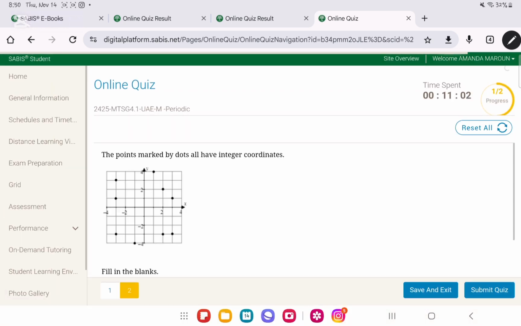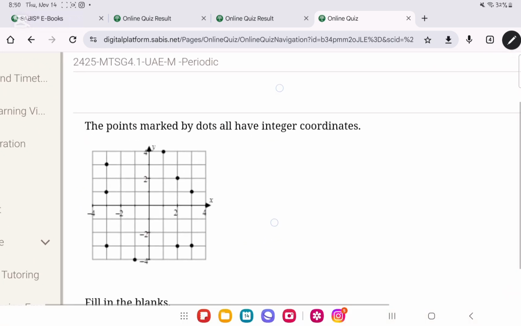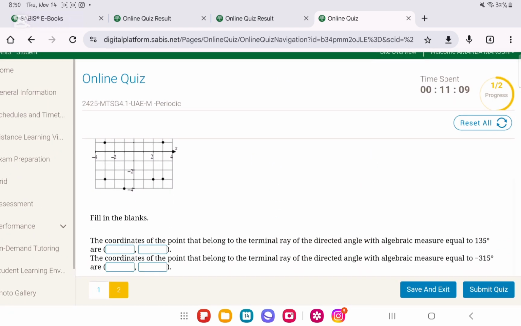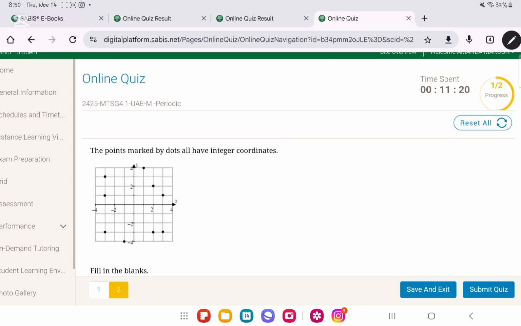Now we move on to part 2. Okay, this is a nice question. It may be a bit confusing, but it is a nice question in general. They need the coordinates of the point that belongs to the terminal ray of the directed angle with the algebraic measure equal to 135 and to minus 315. Very firstly, we're going to label them 1, 2, 3, and 4.